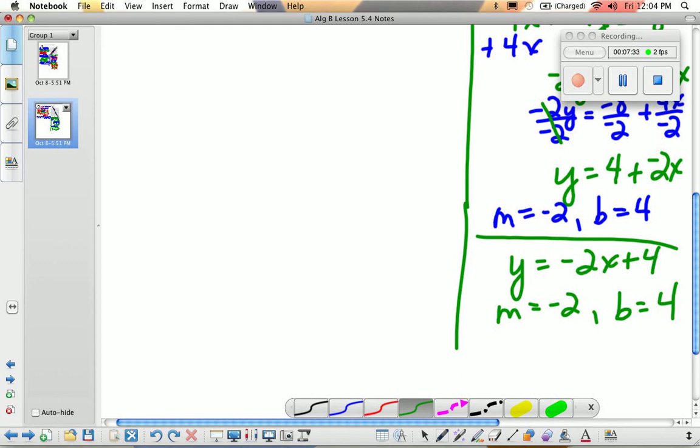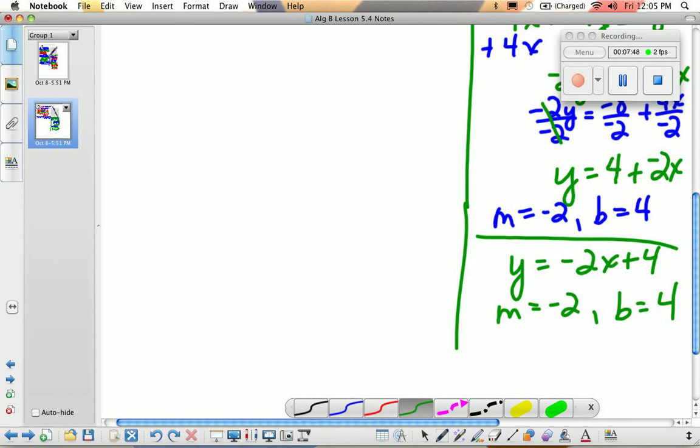What's going to happen? Be careful. It's going to land right on top of it. So if you want to go ahead and graph again, feel free. It's just going to get thicker or darker or something, but it's the same line.